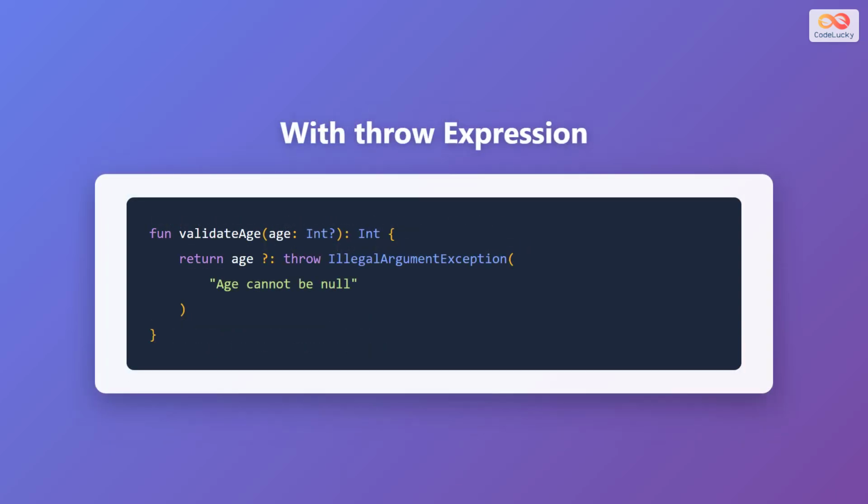The Elvis operator becomes even more powerful when combined with throw expressions. In this validateAge function, we accept a nullable integer. We use the Elvis operator to either return the age if it's not null or throw an illegal argument exception if it is null. This is a common pattern for validation. The right side of the Elvis operator can be any expression, including throw or return statements, making it incredibly flexible.